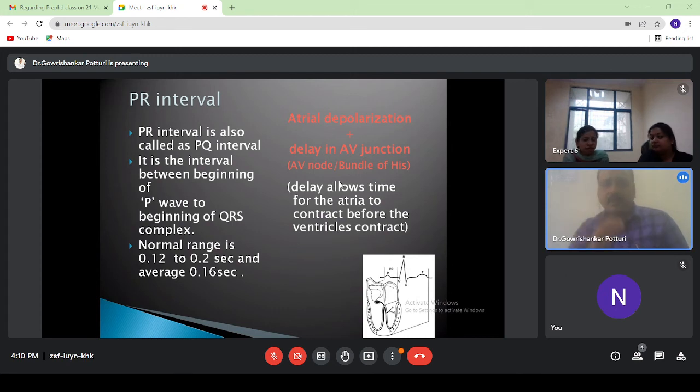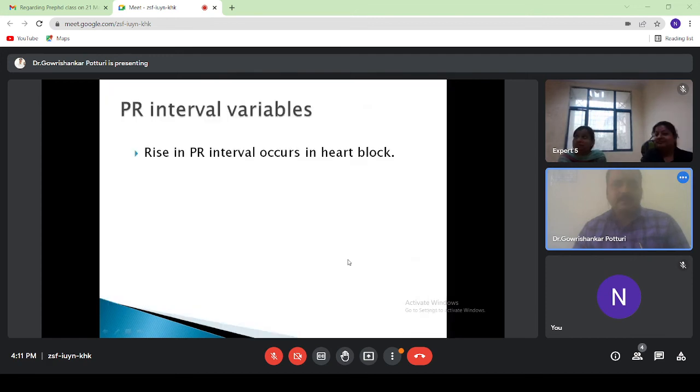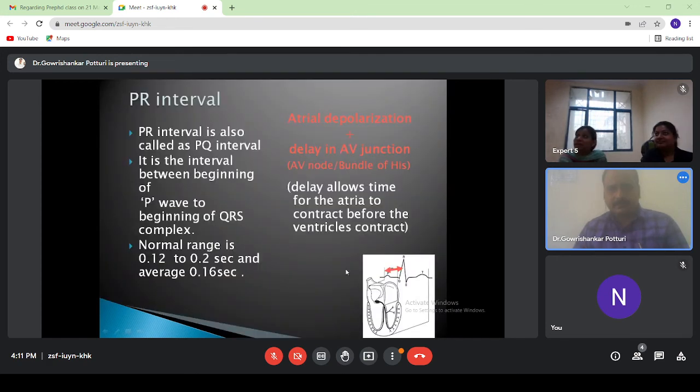Now, why do you get a PR interval? It is because of atrial depolarization plus AV nodal delay, the delay in the AV junction. Because of that, you get the PR interval, which is isoelectric. That means it exactly comes over the isoelectric line. See, this is in the figure. That is the PR interval.